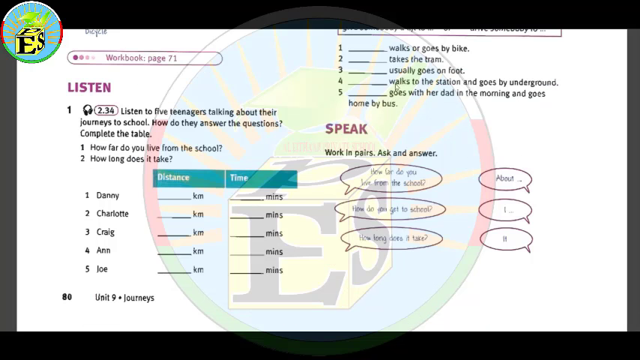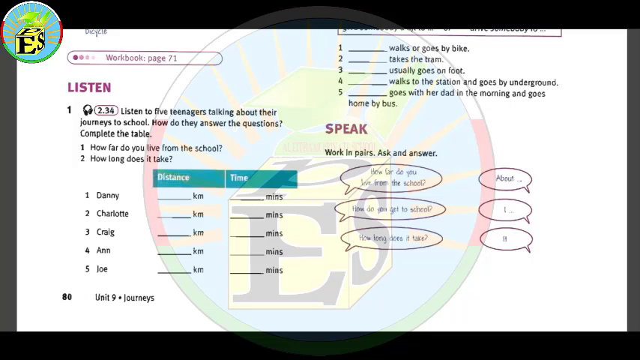The last activity that we have on this page is a speaking activity, and you can do it yourself at home by answering these main questions. How far do you live from school? How do you get to school? And how long does it take?